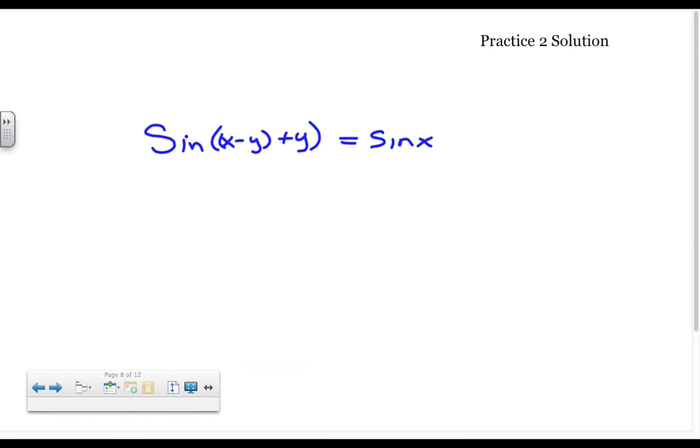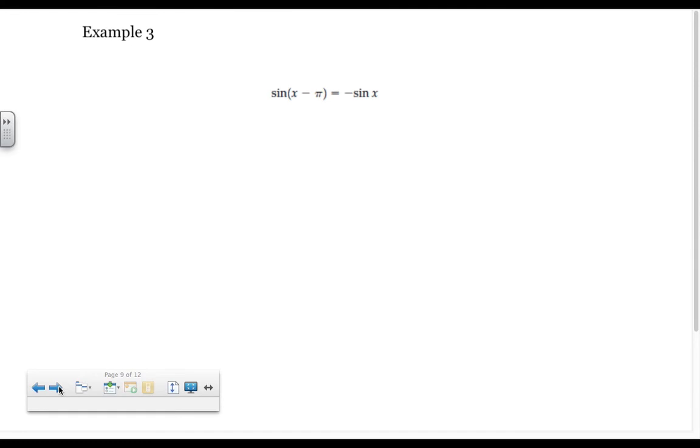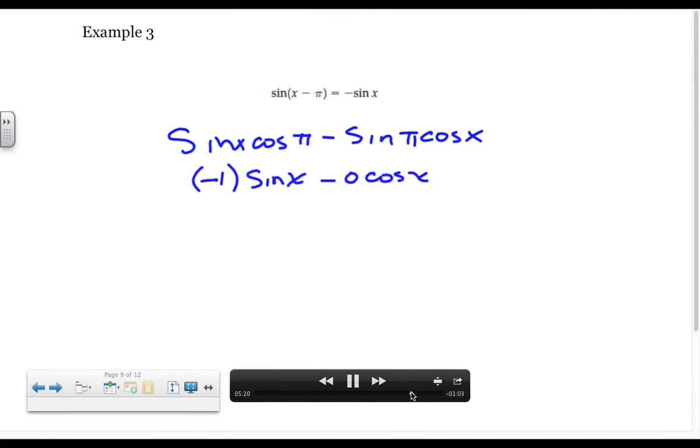Example 3. This is a proof. I need to prove that this is the same thing as that, so I'm going to work this side out until I get there. So I'm just going to work it out first. So it's sine x cosine pi minus sine pi cosine x, okay? And then I can remember that cosine pi is negative 1 and sine pi is 0. And then I can continue, and I end up with a negative sine x, which is what I was trying to prove.